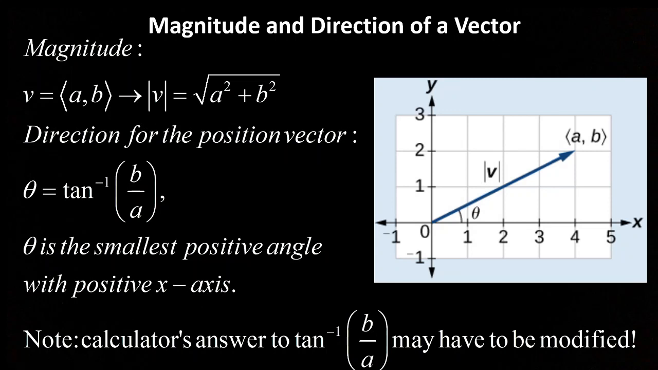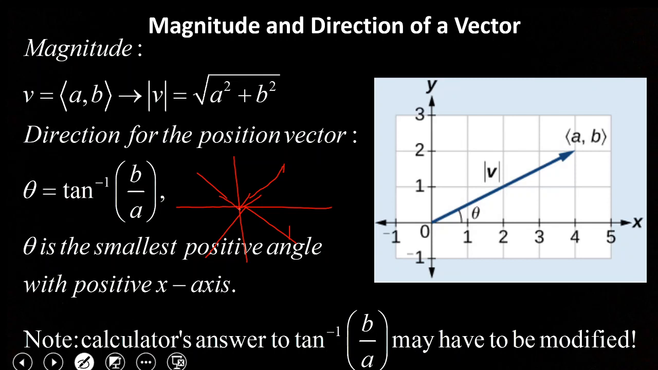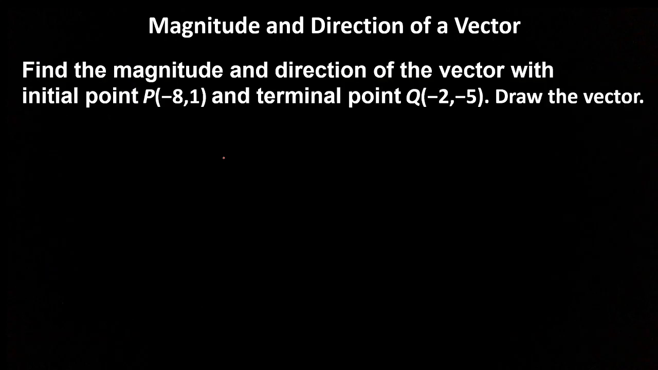Again, the same thing applies: if you're in the first or fourth quadrant, then the calculator gives you the correct theta. But if the vector is in the second or third quadrant, you have to add pi to the calculator's result to get the correct direction. Other than that, that's it. That's the magnitude of a vector and how it is calculated.